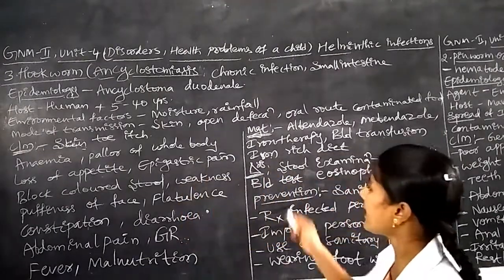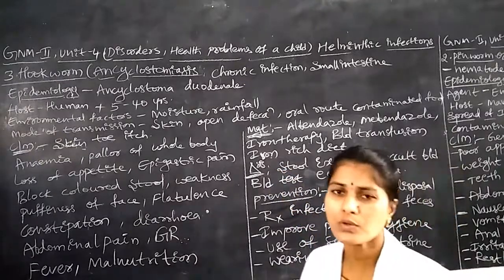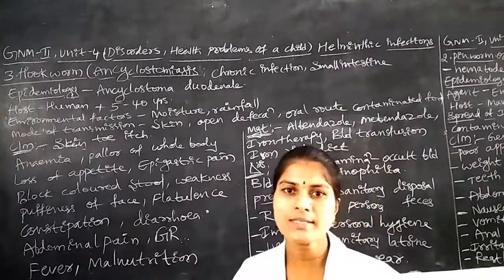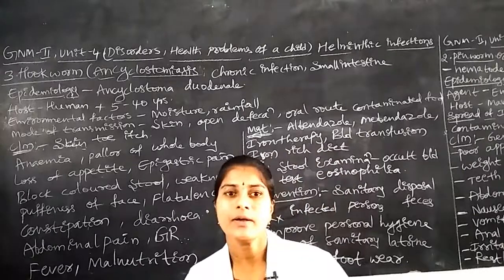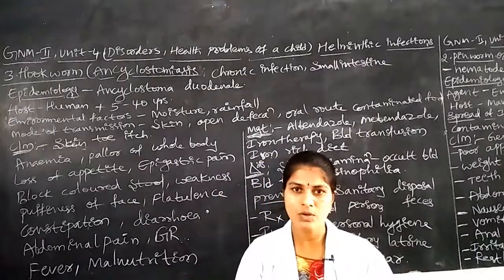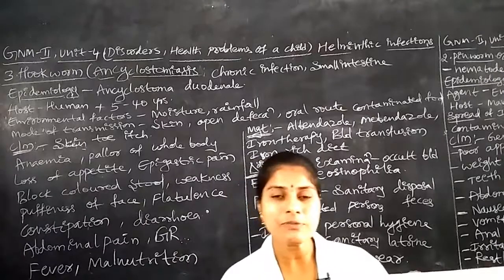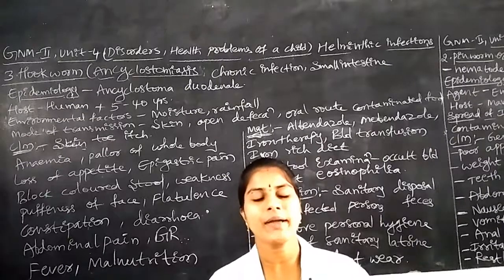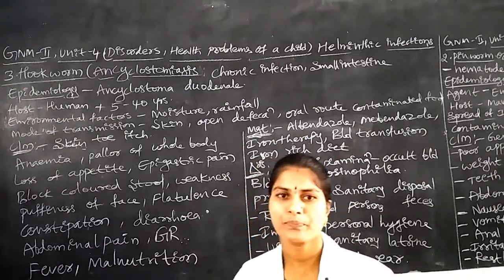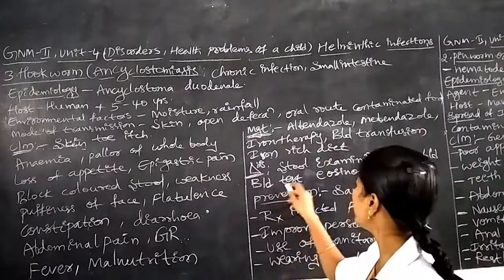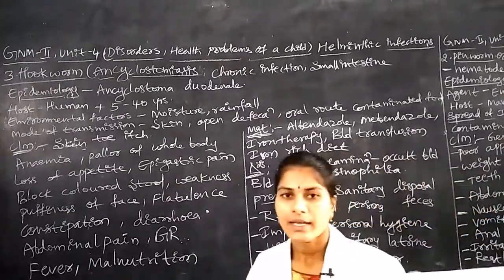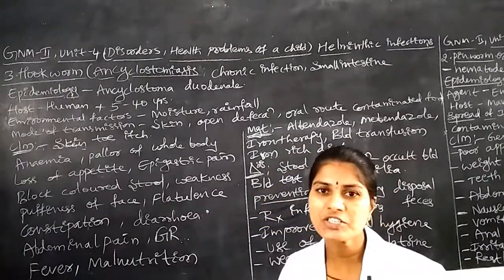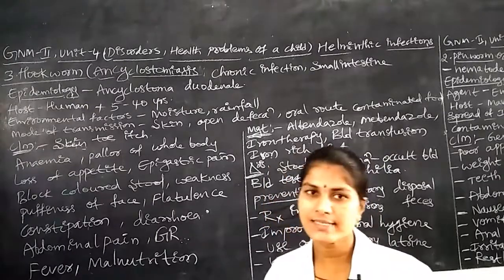Next one is the diagnosis. In diagnosis we have to do especially stool examination. Why we have to examine the stool: sometimes the children or patients complain of black colored stool. For identification of occult blood in the children or patients, that will be identified by examination of stool. Next, blood test for eosinophilia. Whether any eosinophilia problem is there in the children or patients, for identification of eosinophilia we have to do the blood test in the children.